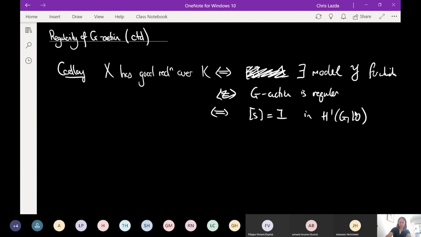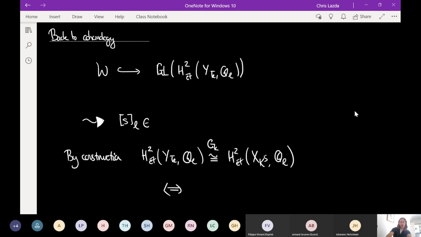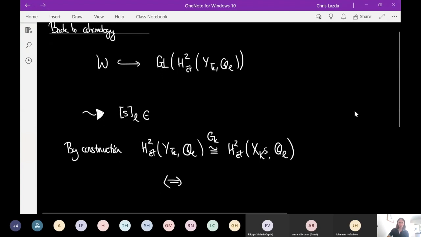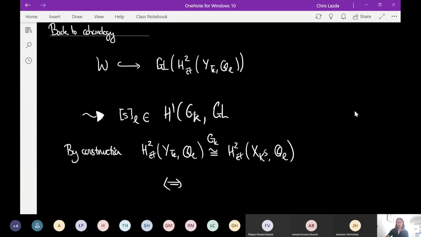So we do have some way of detecting good reduction on the nose. We need to see whether this cohomology class is trivial or not. And now we can relate this back to cohomology, because the Weil group was given to us as a subgroup of orthogonal automorphisms of H2, and just by functoriality, our non-abelian cohomology class S gives rise to a non-abelian cohomology class, this time with values in the group of automorphisms of H2.